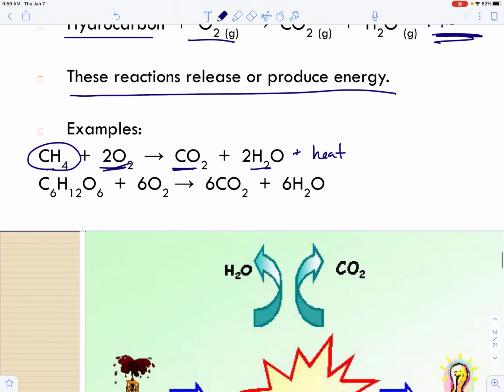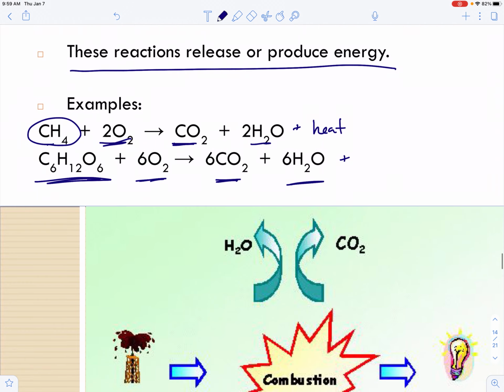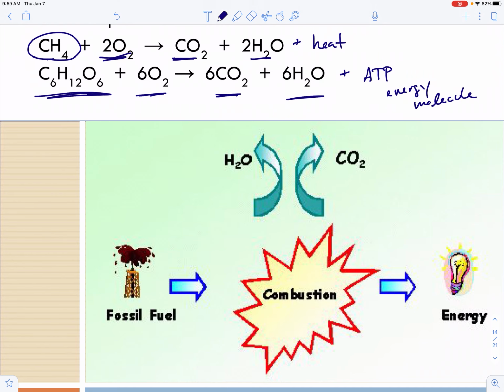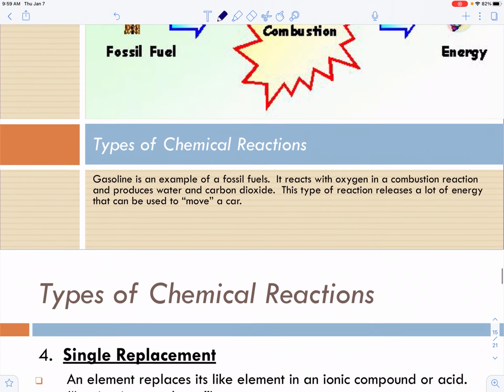Our second example is basically respiration. It's the opposite of photosynthesis. It's what our cells do in order to utilize sugar as energy. So we've got sugar here, which is a hydrocarbon. It's going to react with oxygen gas. It's going to produce carbon dioxide and water. And then it's also going to make ATP, which is an energy molecule, so it's also going to produce energy. All right, so that is combustion for you.